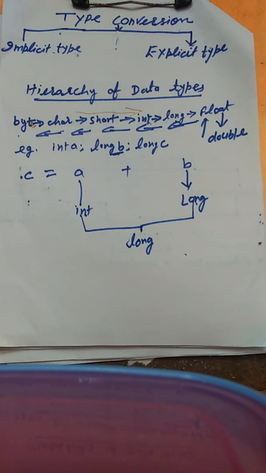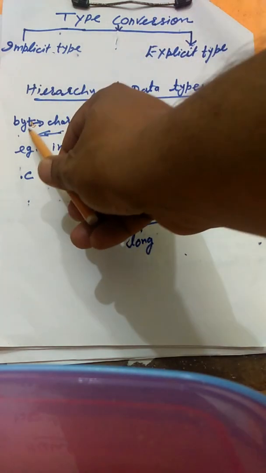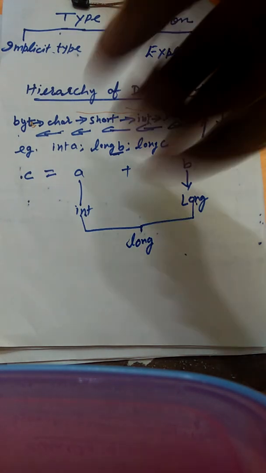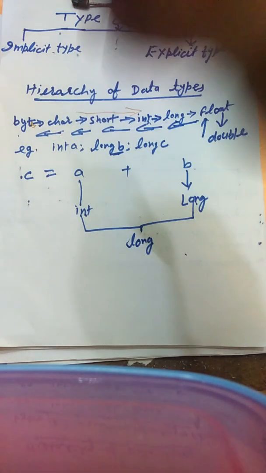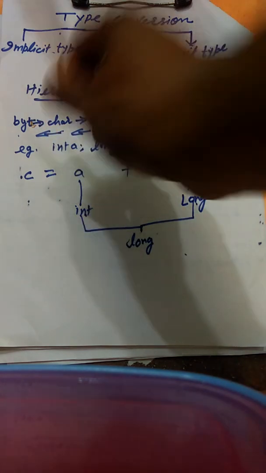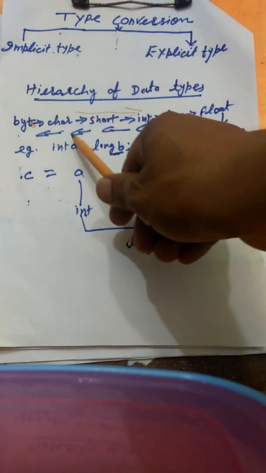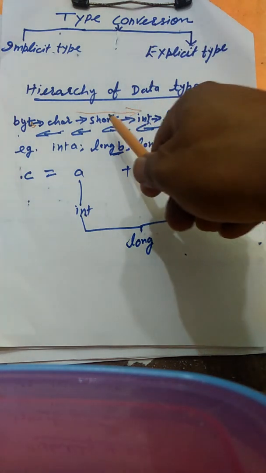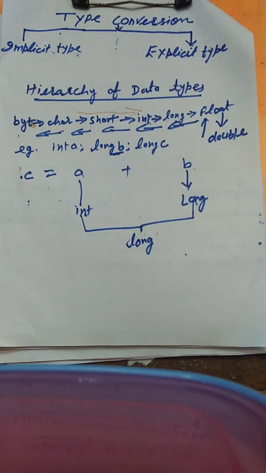Suppose our data is byte, then we can convert it into character easily. There will be no loss of data because byte is the small unit and character is the bigger unit than byte. And the character data we can put into short, and short we can put into integer. So there will be no loss of data.